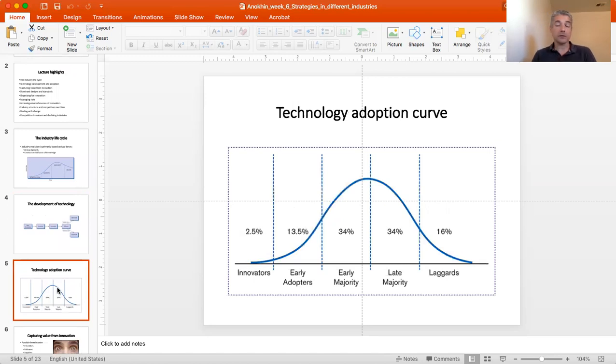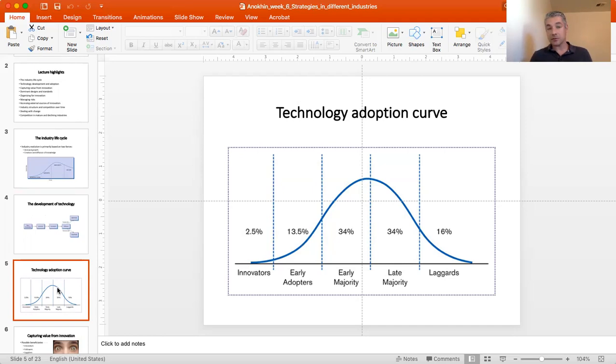With respect to the technology adoption curve, we talked previously about industry evolution, but there is a similar kind of shape or curve for the adoption of technologies. Initially, you have a very small minority of people, estimated to be at about 2.5%, who are the innovators. They are excited about new technologies, they like trying new products, and they generate a lot of useful feedback for companies that manufacture new products.